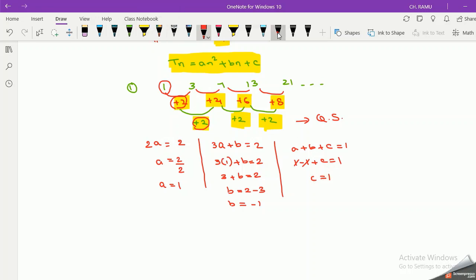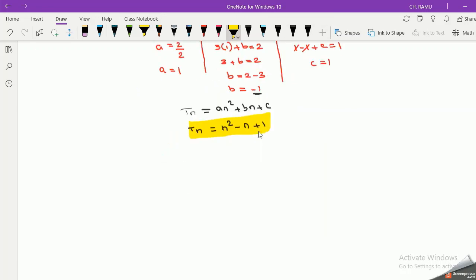Already I told you that the nth term of the sequence, tn, is equal to an square plus bn plus c. Substitute the values. tn is equal to, the value of a is 1, so 1 into n square, the value of b is minus 1, so minus 1 into n, minus n, plus c is 1. So finally the nth term of the sequence is n square minus n plus 1.